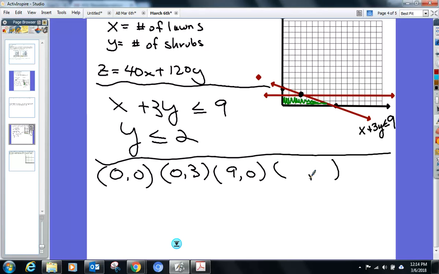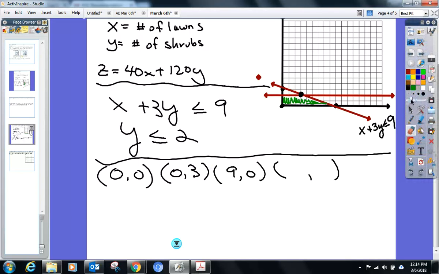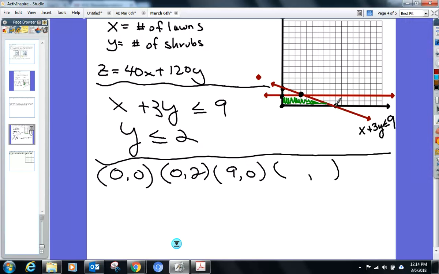Quick question. I could easily identify 3 of the points. 0, 0, 0, 2. Excuse me, not 0, 3. 0, 2. I have 9, 0, right? And how about that extra point here? Should be 3, 2. Make sure we check that. 3, 2. Over 3, up 2.